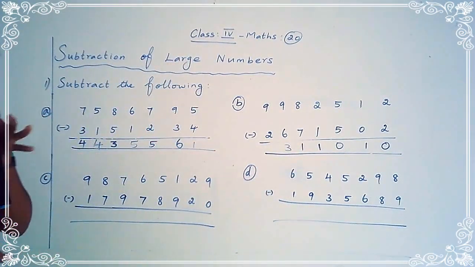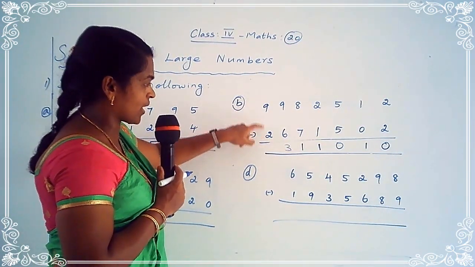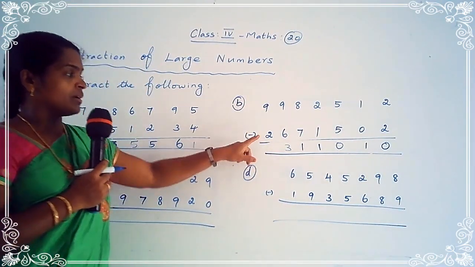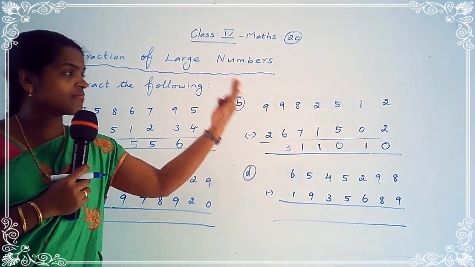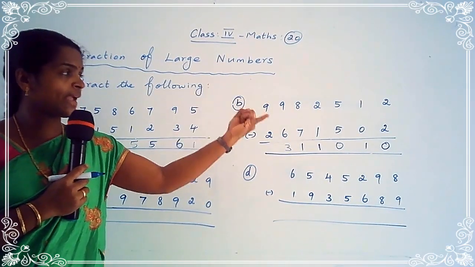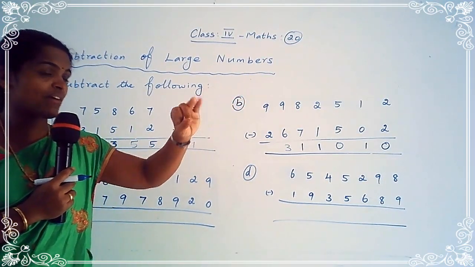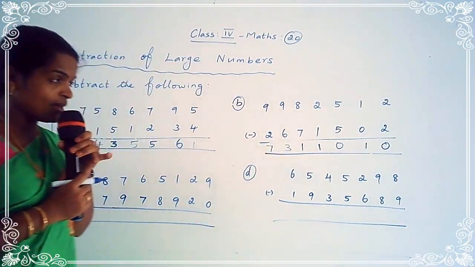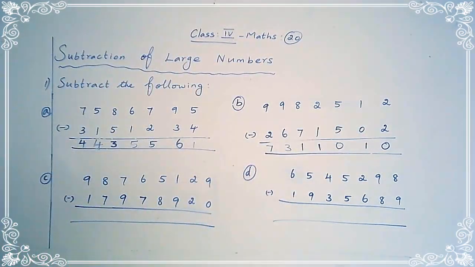Okay children, clear? Yes. Now you come to the next place, the 10 lakhs place. Now subtracting in the 10 lakhs place. Here the 10 lakhs place has 9 and 2. So 9 minus 2. 2 after 3, 4, 5, 6, 7, 8, 9. Already 5 fingers, here 2 fingers. So 5 plus 2, 7. So 9 minus 2 is equal to 7. So your answer is 73,11,010. Okay children, clear? Yes. Now you come to the C part.